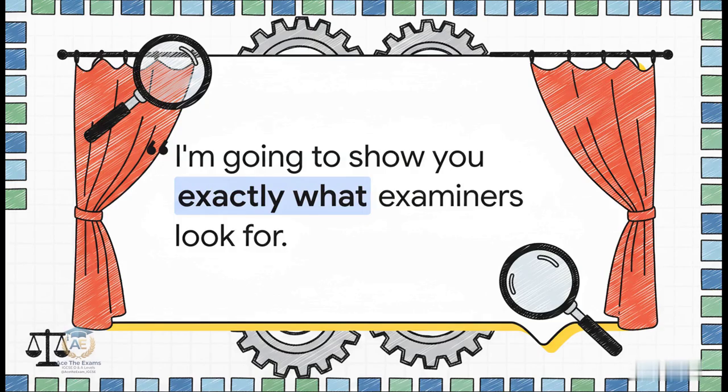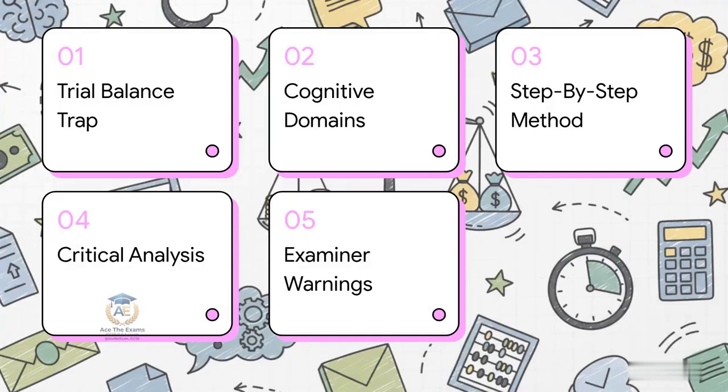Okay, let's dive into this structured methodology so we can actually start seeing the exam paper through the eyes of the person grading it. This is how you win the game. Quickly, here is our roadmap for the session. 1. The trial balance trap. 2. Mastering core cognitive domains. 3. The step-by-step methodology. 4. Critical analysis and evaluation. And 5. Principal examiner warnings.